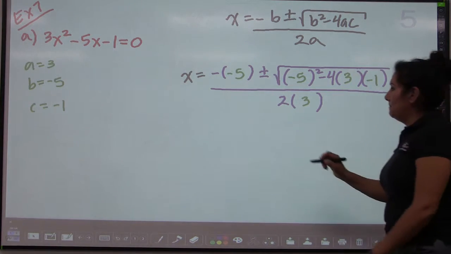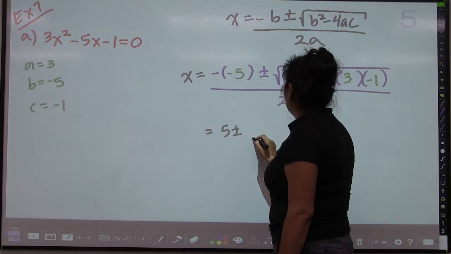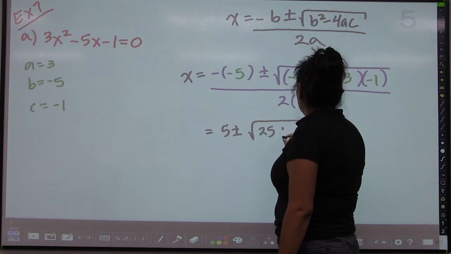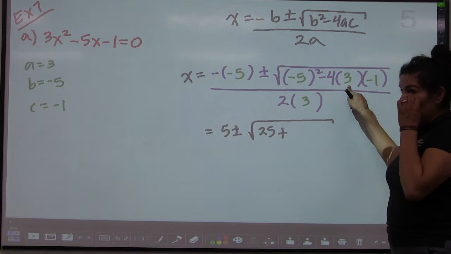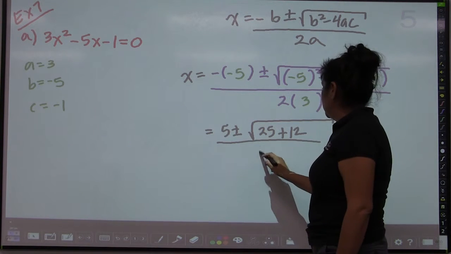So we're going to get positive 5 plus or minus the square root of 25 plus, because you have a negative times a negative, 4 times 3 is 12, and then divide by 6.